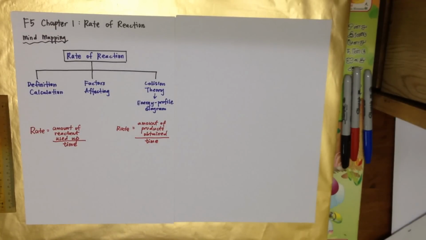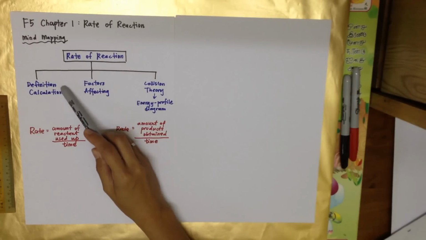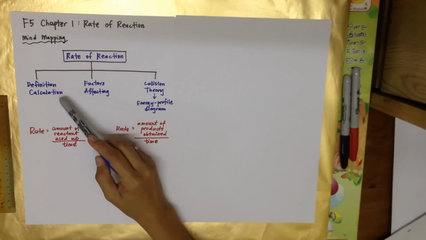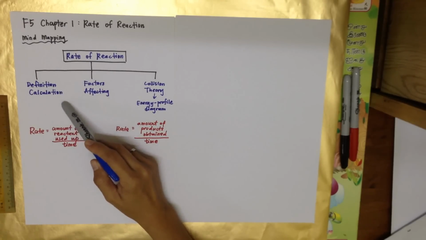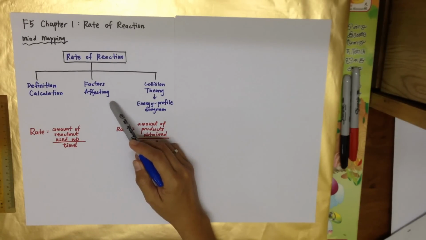Today we will share with you a video for Form 5 Chapter 1 of Chemistry, the rate of reaction. Before we go further into the topic, it is good to understand what we need to know overall in the whole topic. For rate of reaction, we need to know about the definition, followed by the calculations involved in the chapter. After we understand the calculation and the definition, we will then move forward to the factors affecting the rate of reactions, and there are altogether 5 factors.